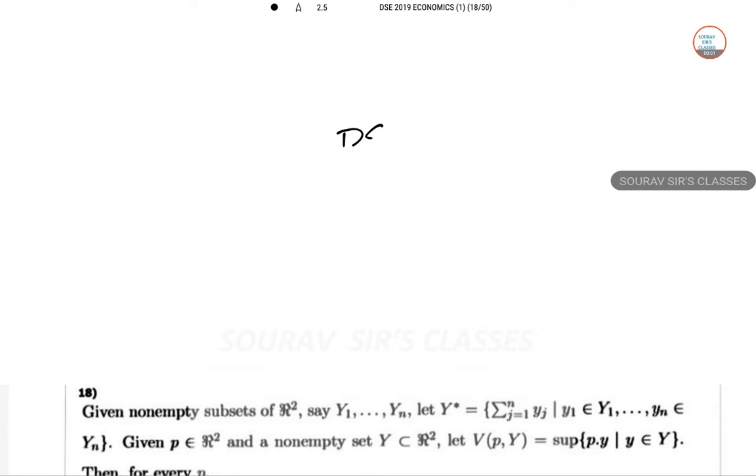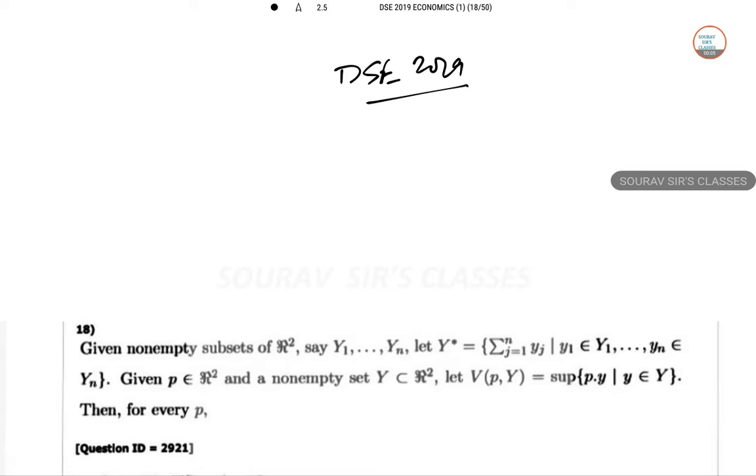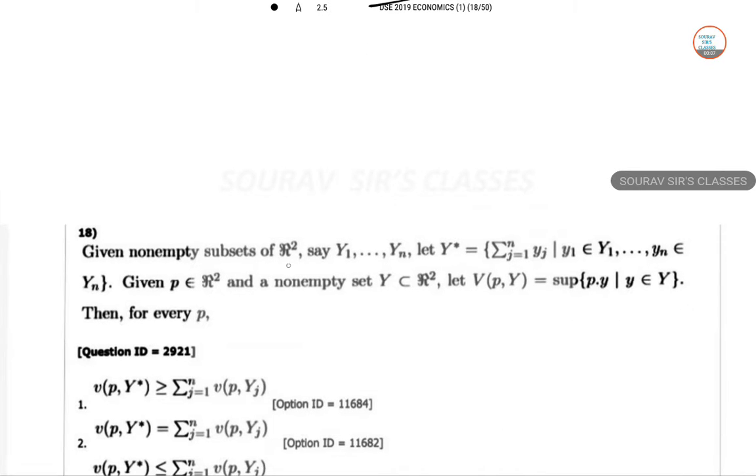Hello students, this is the DSE 2019 solution. Given a non-empty subset P of R square, say y1, y2, ..., yn, y star equal to the summation of yi. So given that P belongs to R square is a non-empty set, and V equal to the supremum of this, then for every P, what is applicable?